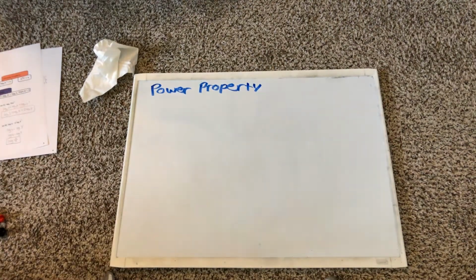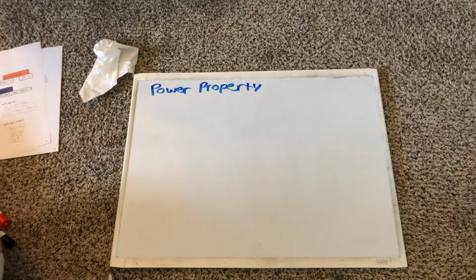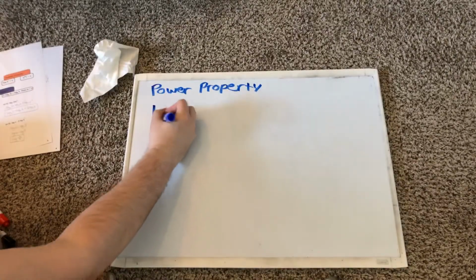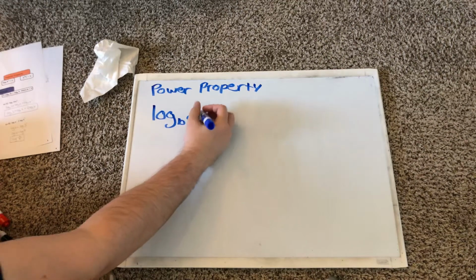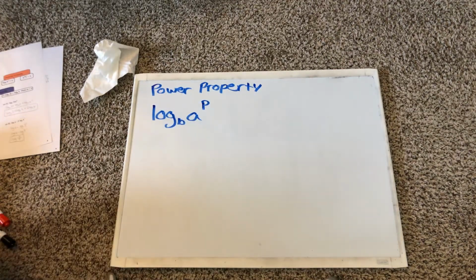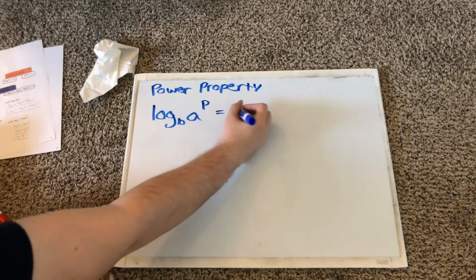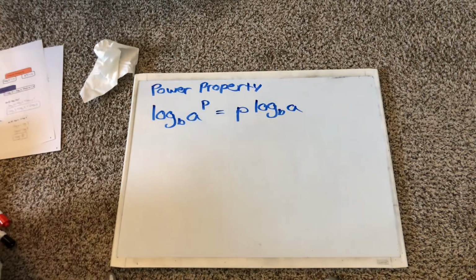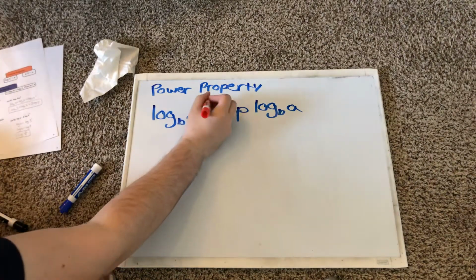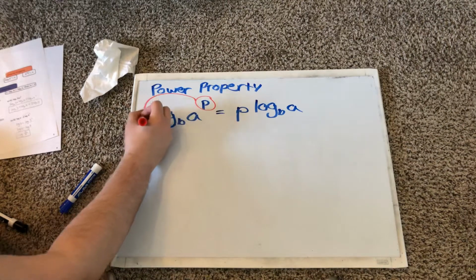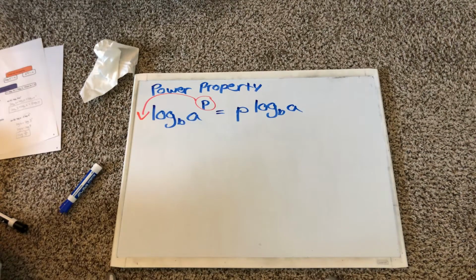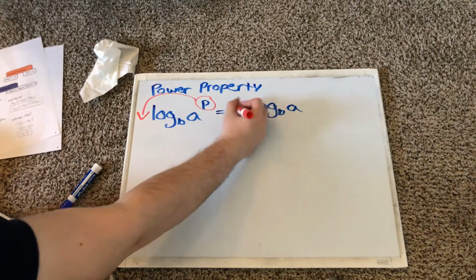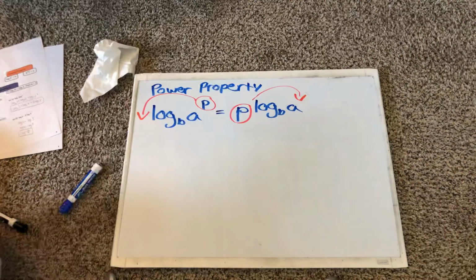And what that means is if we have a log base b of a raised to some power of p, that means it is equal to p times log base b of a. So basically what we did with the power property is whenever we have an exponent, I can move it out to the front. And that is how I expand. If I want to condense, I take it and move it to an exponent.